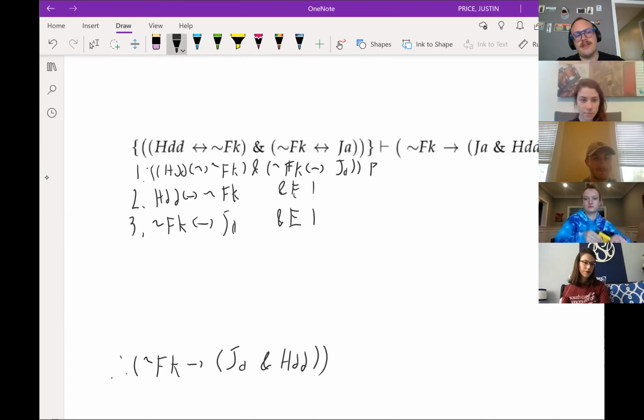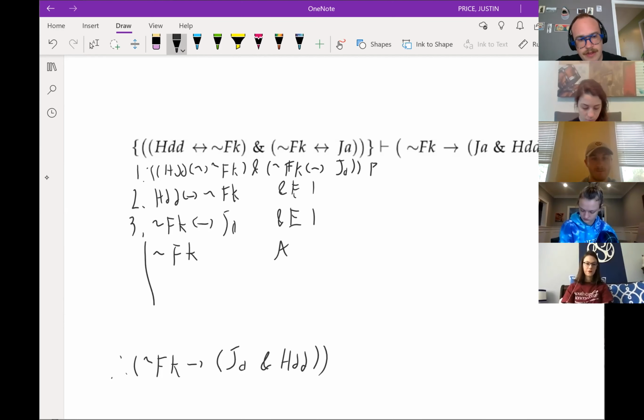And if you notice on lines 2 and 3, we've got negation FK linked as a biconditional to both those atomics. So it's sort of intuitive what we're going to be doing next. We're going to be assuming negation FK and getting that conjunct.